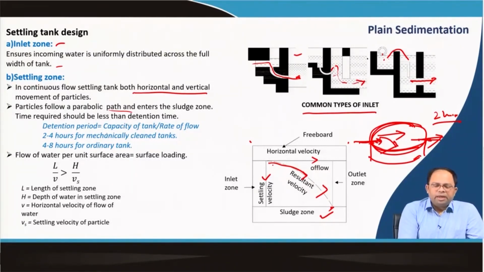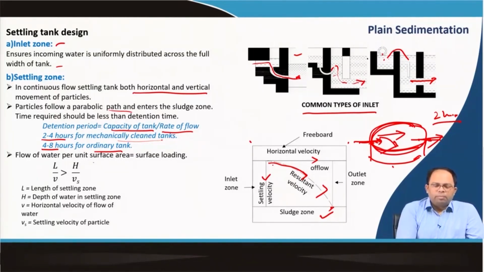So, detention period is basically the capacity of the tank divided by rate of flow. We just discussed that. Usually for a mechanically cleaned tank, where the sludge is removed mechanically after certain intervals, it takes 2 to 4 hours. For normal tanks where it is not mechanically cleaned, it is 4 to 8 hours. So, that is how we design the size of these tanks. Detention period and the rate of flow will determine the size of the tank.